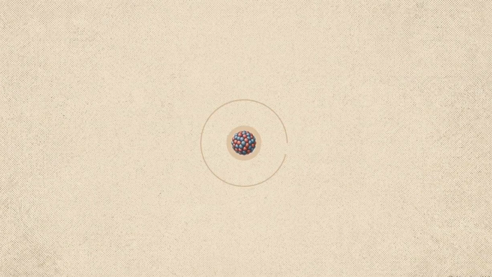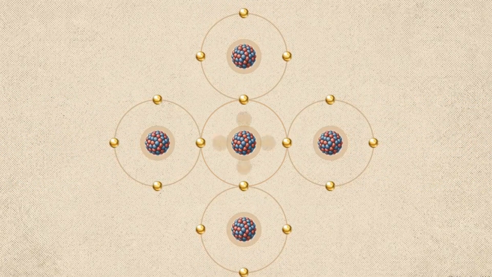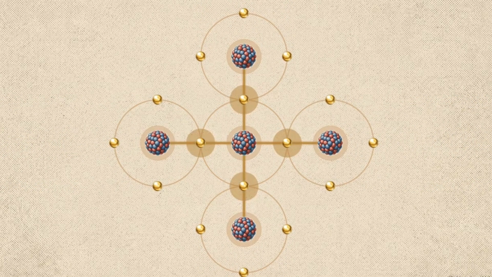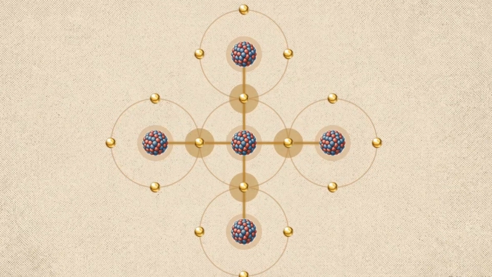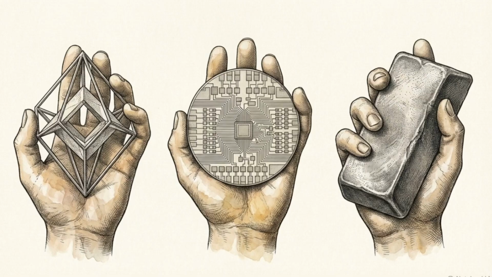Looking at this generalized atom from group 14, you see an arrangement with exactly 4 valence electrons in its outer shell. Because of these 4 electrons, every element in this column shares one trait, the capacity to form 4 stable covalent bonds. Which leaves us with a paradox. If the fundamental math of their chemistry is identical, why do the actual materials look, act, and feel so completely different in the real world?